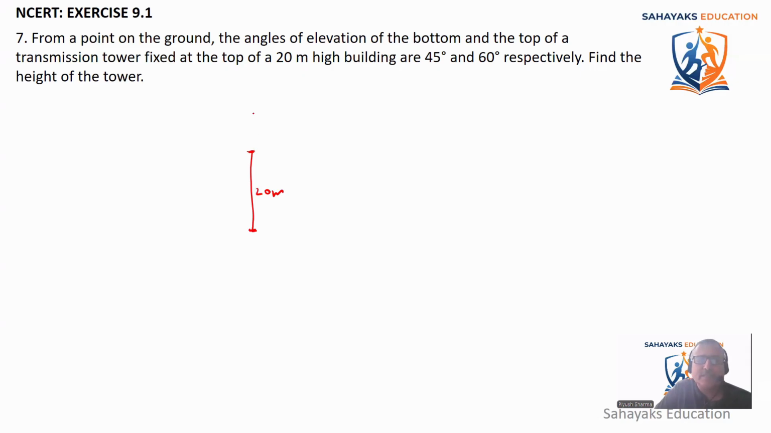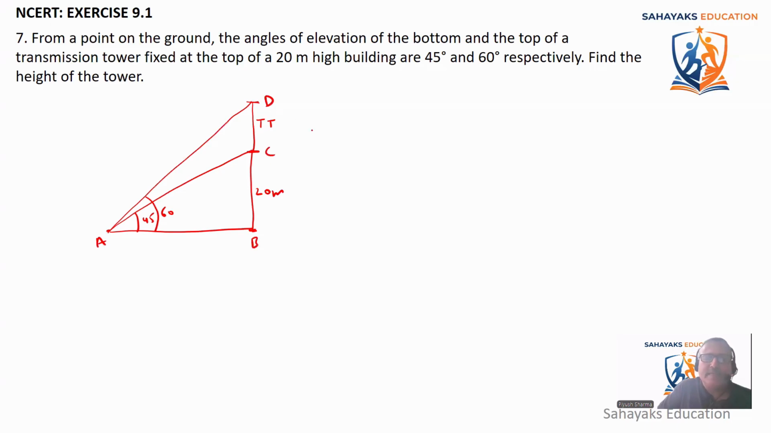So this is the transmission tower on top of it. I'll just say TT, transmission tower. They're saying that from a point on the ground, if I look at the base of the transmission tower and the top of the transmission tower, the angles will be different. So the first angle is 45 and the bigger angle is 60. I'll just mark it as A, B, C, and D.